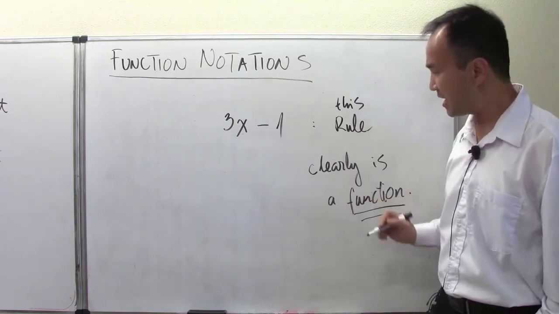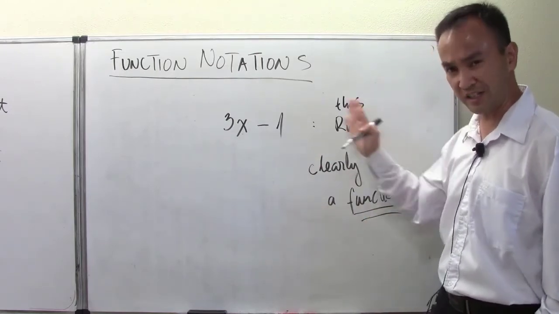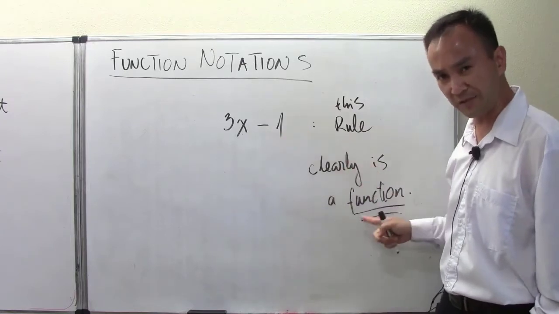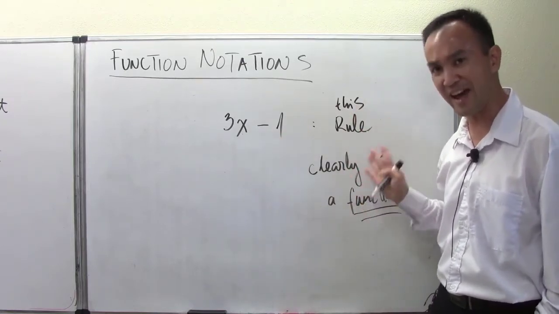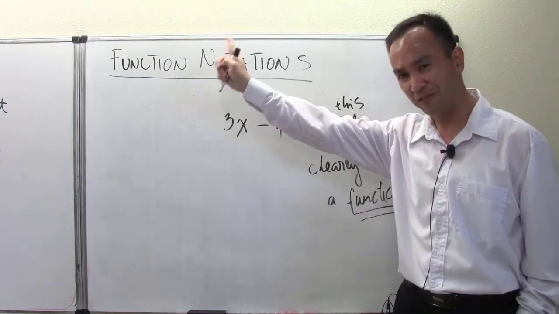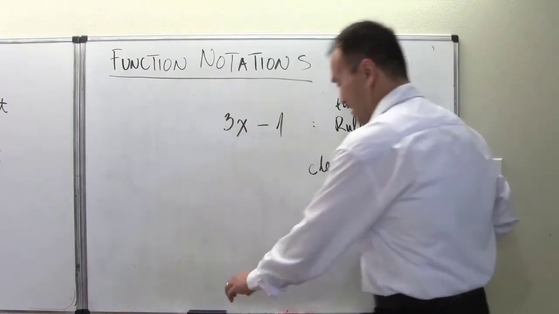Okay, but now we don't want to always write this down. Hey, 3x minus 1 is a function. It's a rule and it's a function. We don't want to always write this down like that. And that's the whole purpose of coming up with a function notation.